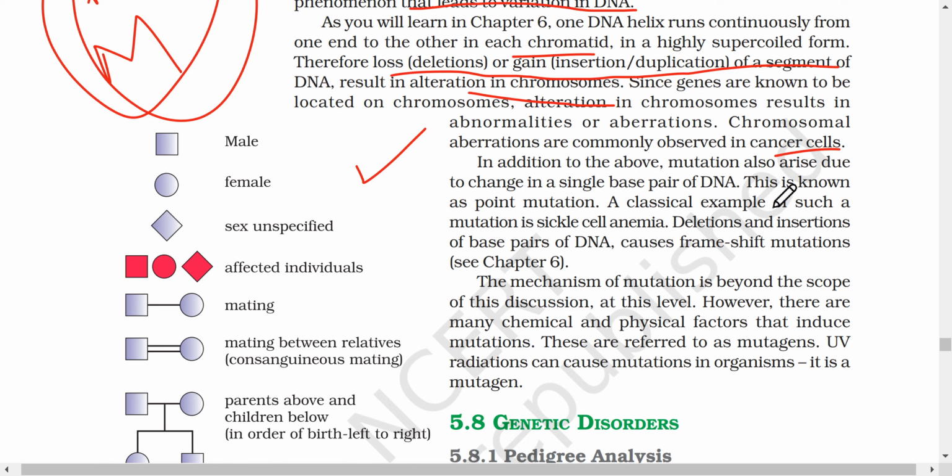In addition to the above, mutation also arises due to change in a single base pair of DNA. This is known as point mutation. यानी एक base pair में change आ रहा है, उसको point mutation कहते हैं. Classical example of such a mutation is sickle cell anemia. Sickle cell anemia में क्या हो रहा है? Point mutation. Deletions and insertions cause frame shift mutation. Fine.